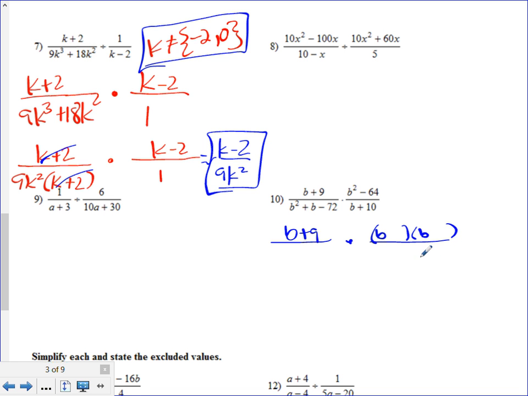The square root of 64 is 8. So what am I going to have here? B plus 8 and B minus 8. Remember what we were practicing up here in red? It's the same thing. Okay, what else? What next? B plus 10, can you factor it? Nope. B squared plus B minus 72, can you factor it?